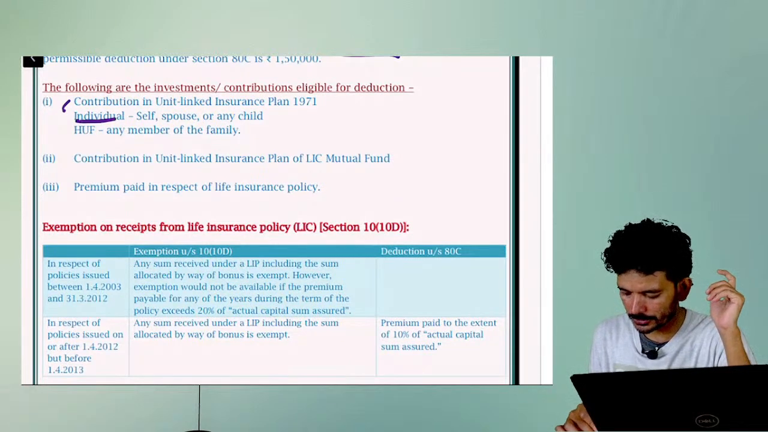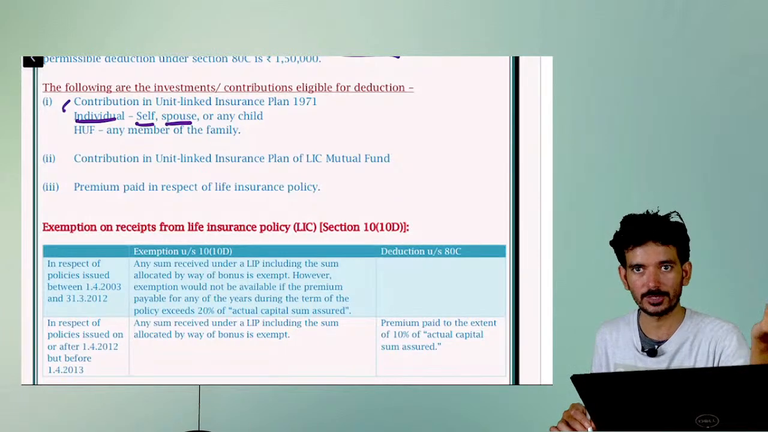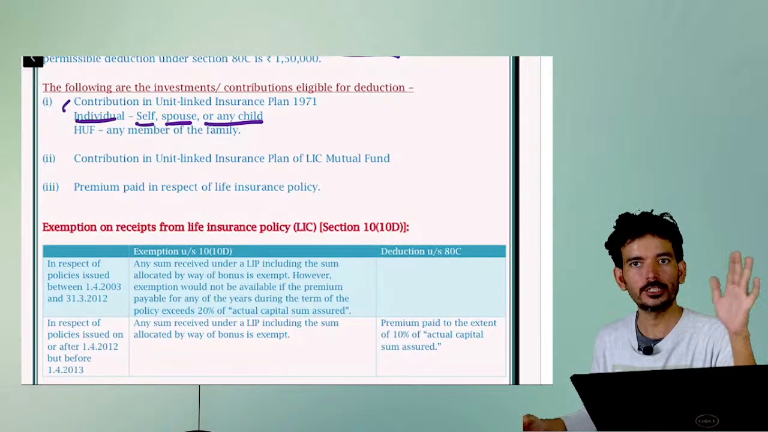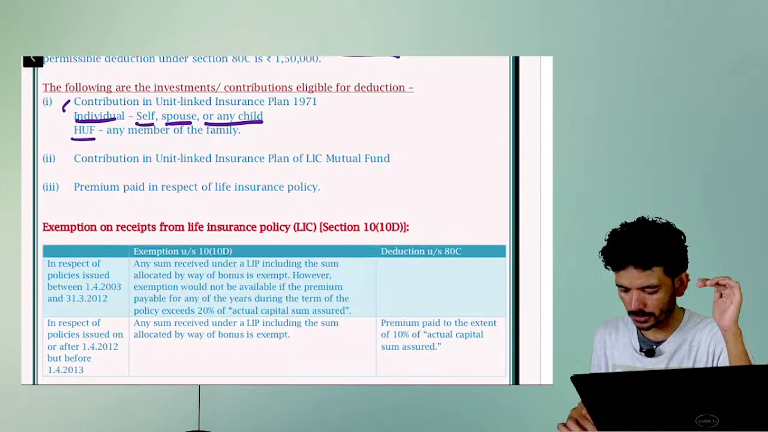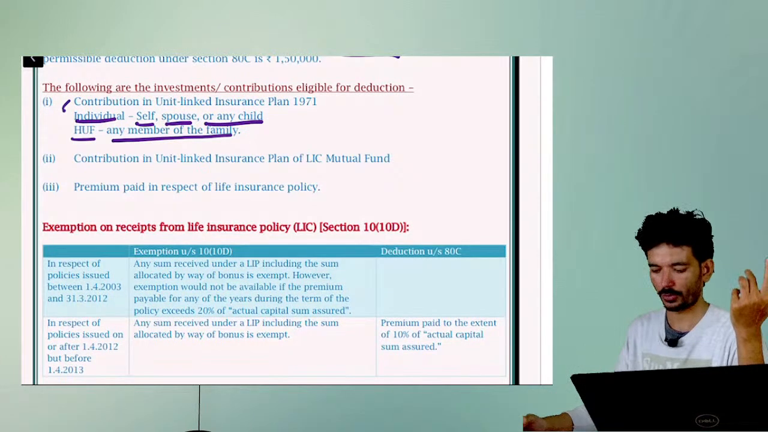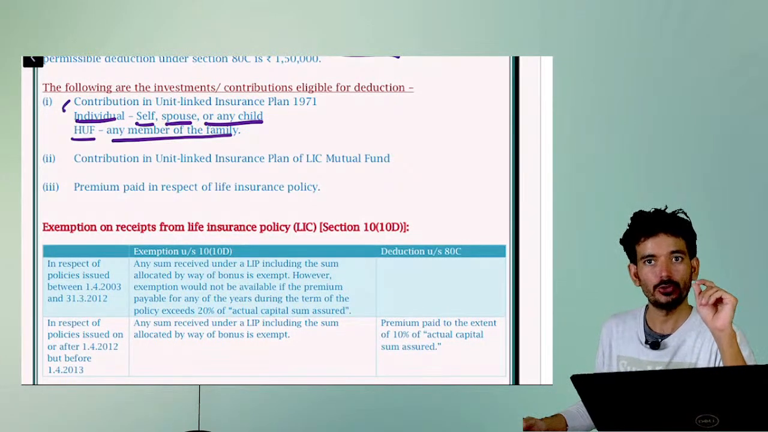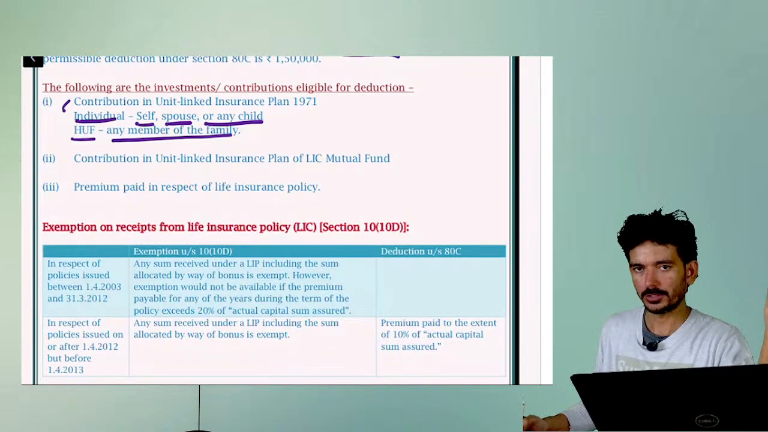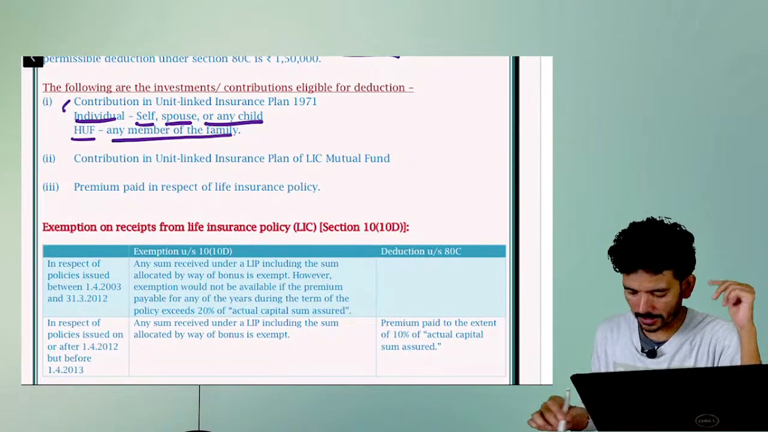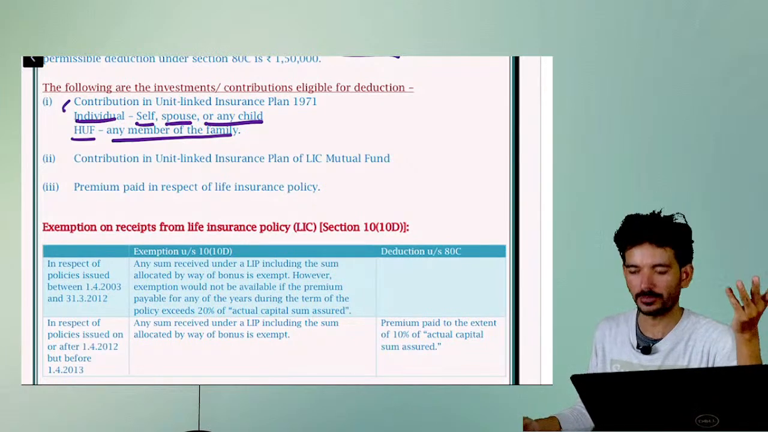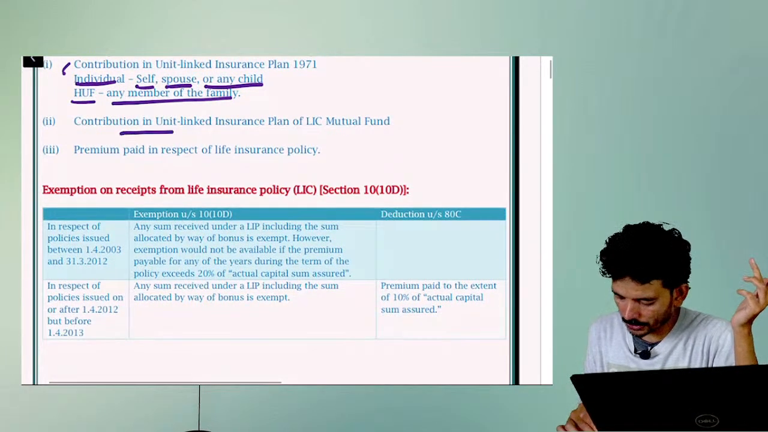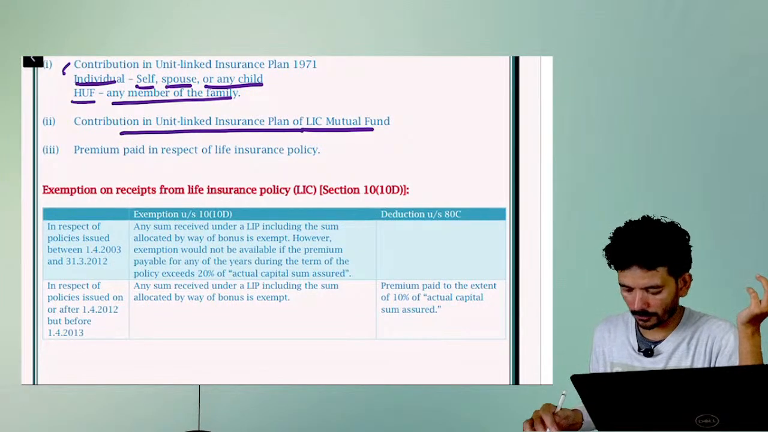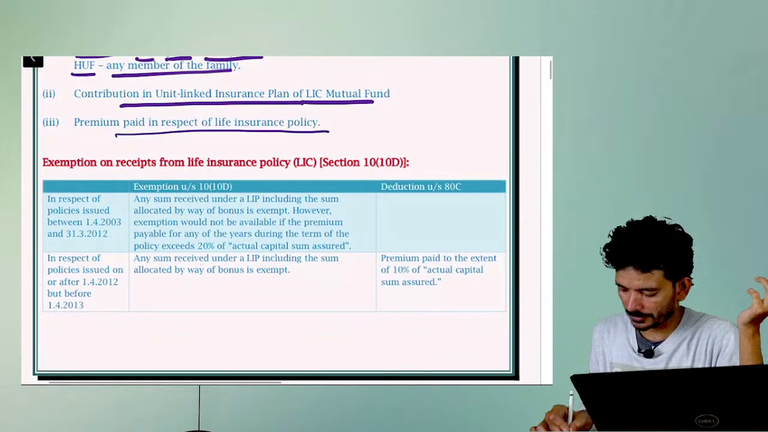If you happen to be an individual, yourself or spouse, your husband or your wife, or any child, on these people you can take it. If you are HUF, any member of the family, you can take it. So this investment, contribution to unit linked insurance policies, is for yourself, your spouse and your children. And if you happen to be a HUF, any member of the HUF. Contribution to unit linked insurance plan, LIC, mutual funds, premium paid in respect of life insurance policies.